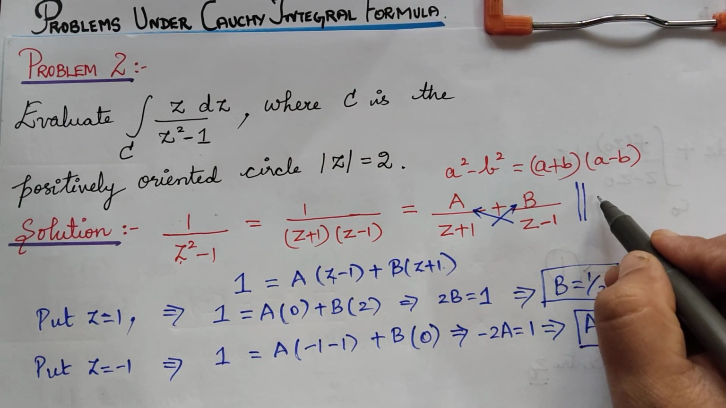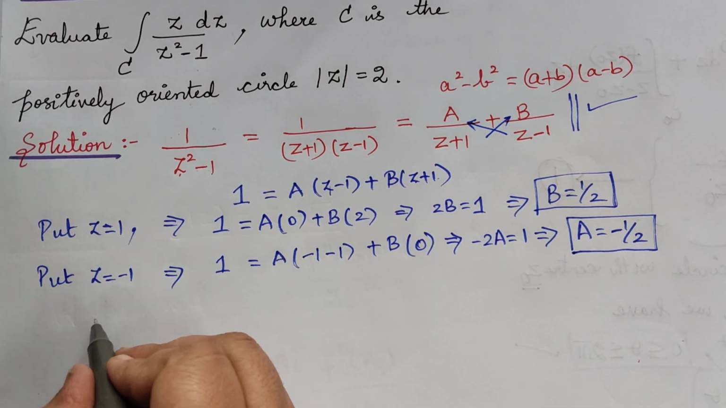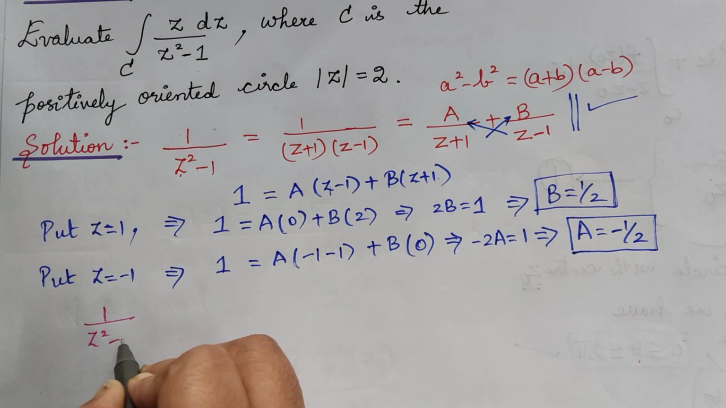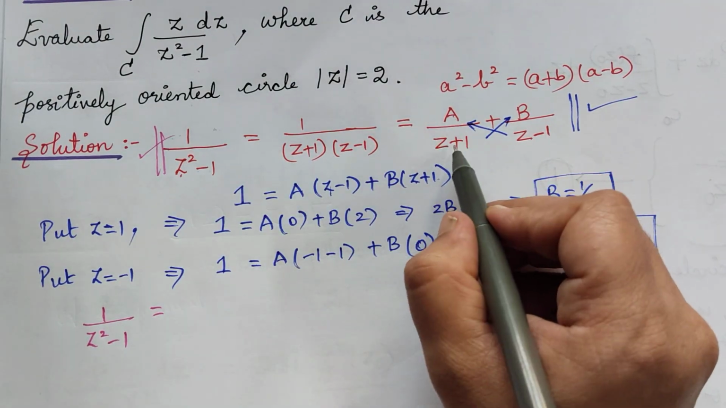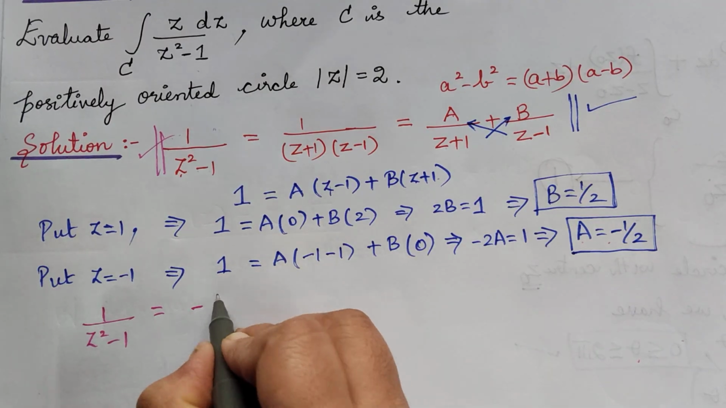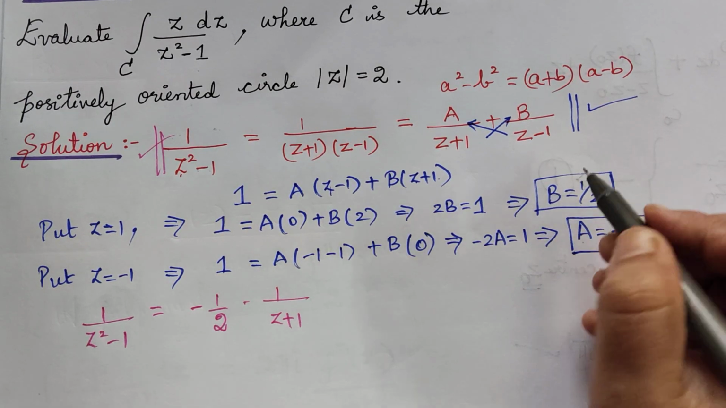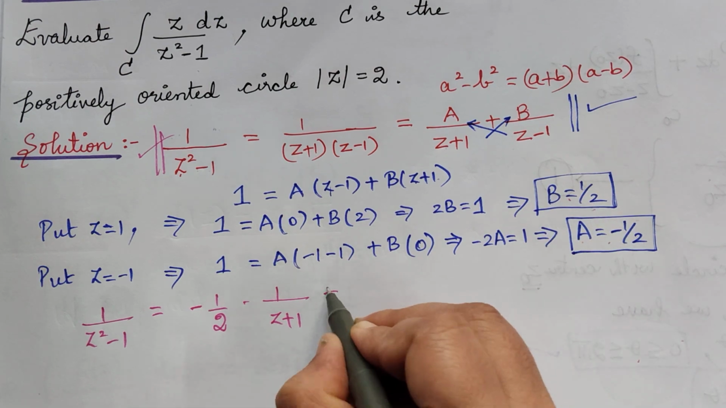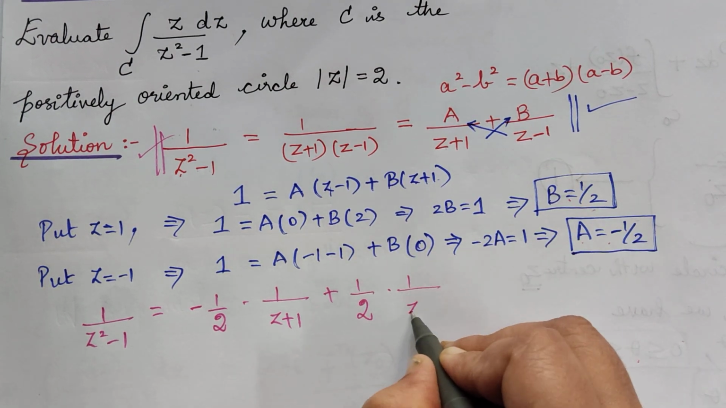Now, we can substitute over here. After substitution, we get 1 by z square minus 1 equal to a by z plus 1, where a is minus 1 by 2, so minus 1 by 2 times 1 by z plus 1, and b is 1 by 2, so plus 1 by 2 multiplied with 1 by z minus 1.